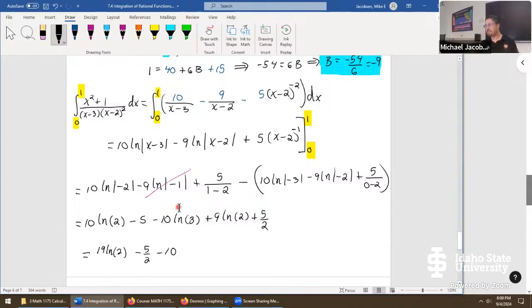Then minus the halves, minus 5 halves rather, minus 10 natural log 3. And then I'd say this is a good stopping point for this question here. Thanks for spotting the like terms on that one. But other questions at the moment?